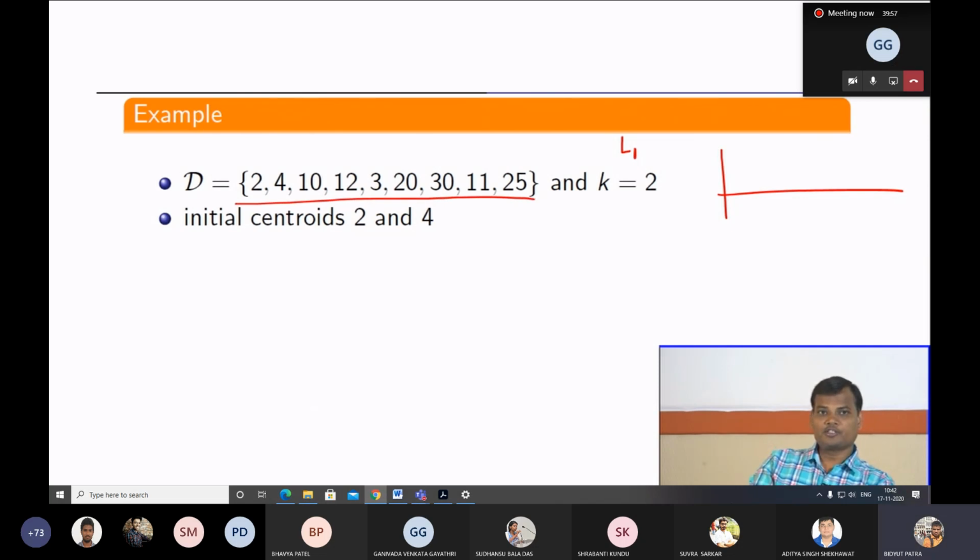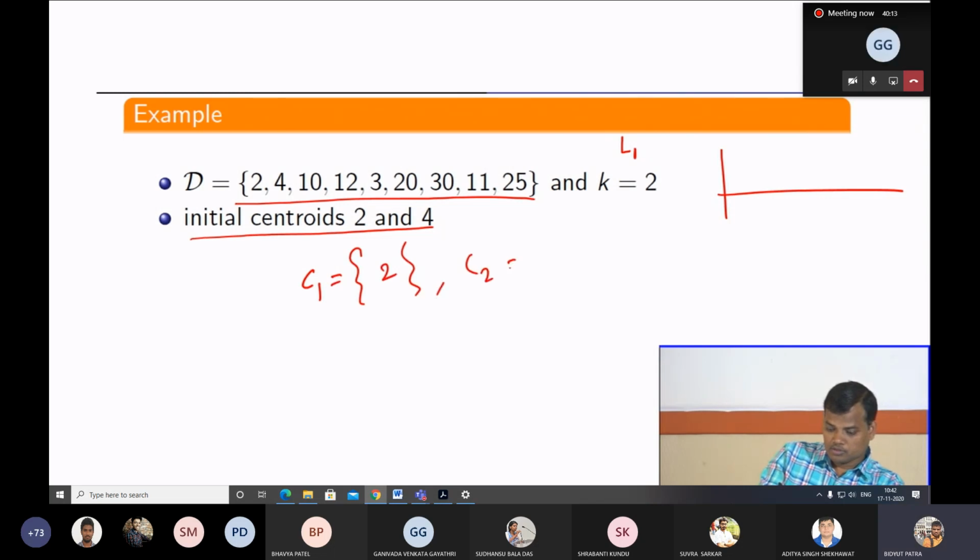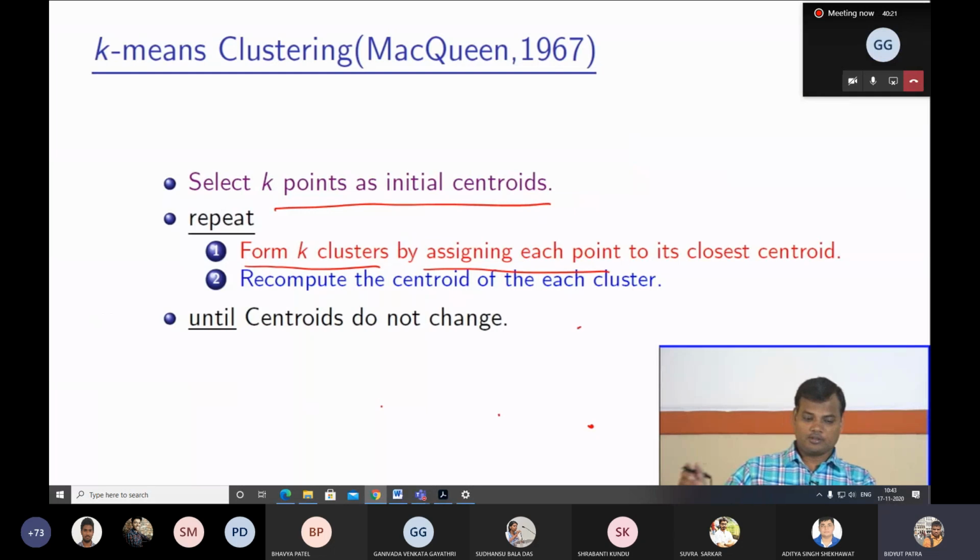So what is the first step? K is 2, so you take arbitrarily 2 points as the centroids. So the initial centroids are 2 and 4. Now you have a cluster C1 with centroid 2, and C2 with centroid 4. Now what is the next step? You can move back if you forget. The first step is done. What is the next step?